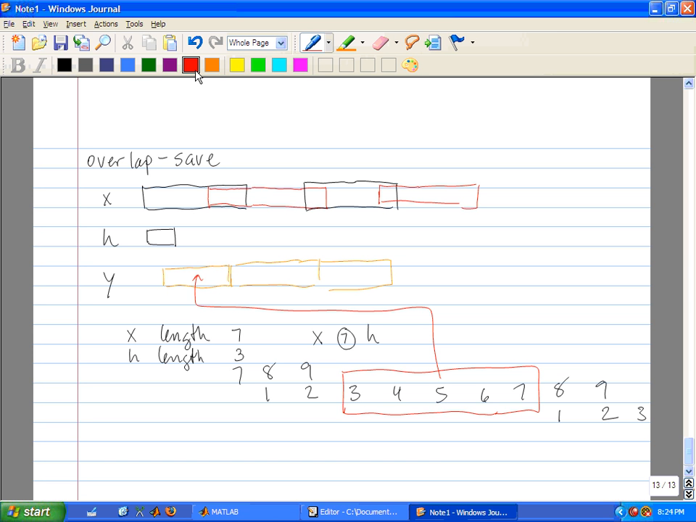Does anyone know exactly how much that overlap should be? It's m minus 1. Right, so that would be arguing that you need to have at least, in this case, 2 points of overlap.